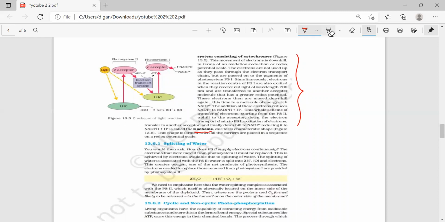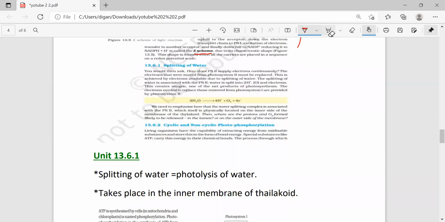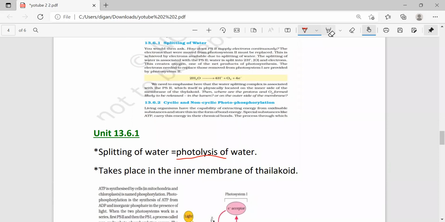Now go for the next topic, that is splitting of water. So what is splitting of water? Splitting of water means the process of breakdown. So the process of splitting of water is known as photolysis of water. Already I have told you. And this is the reaction for photolysis of water. Twice H2O, the water molecule breaks down, and finally H positive plus O2 plus electron is released. And this H is used for ATP synthesis, which takes place in the mitochondria. This oxygen goes to the air, and this electron is reused in photosystem 2.